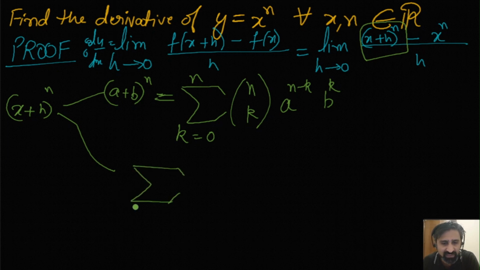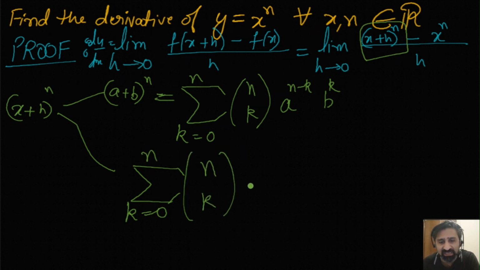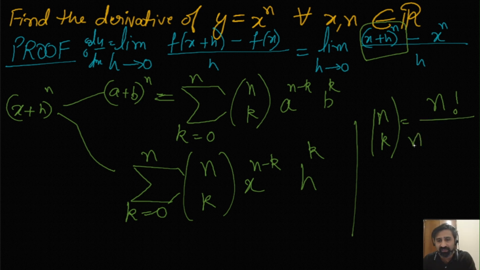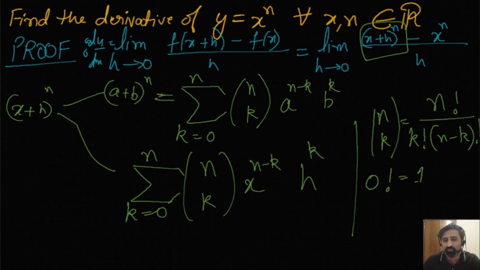So ಇದು ಇಲ್ಲಿ ಮಾಡಿದಾಗ x plus h to the power of n becomes quite simply summation k is equals to 0 to n, n choose k binomial factor, and then a is x, x to the power of n minus k ಆಯಿತು, ಇಲ್ಲಿ h to the power of k ಅಂದಾಯಿತು. Never forget the binomial factor n choose k is n factorial by k factorial into n minus k factorial. Okay, we will remember this. And we will also remember some simple facts like 0 factorial is 1 and 1 factorial is also 1.